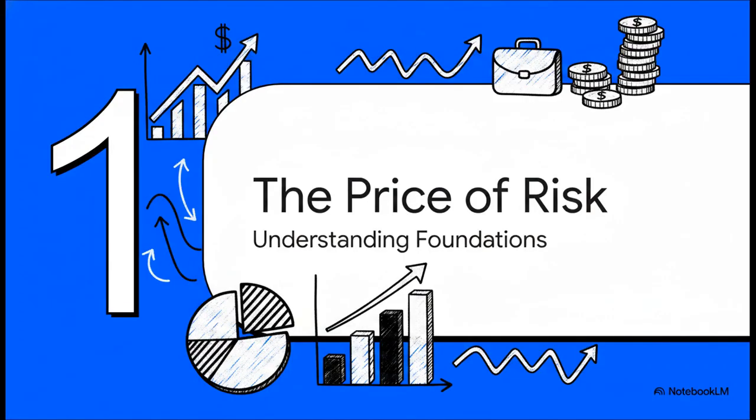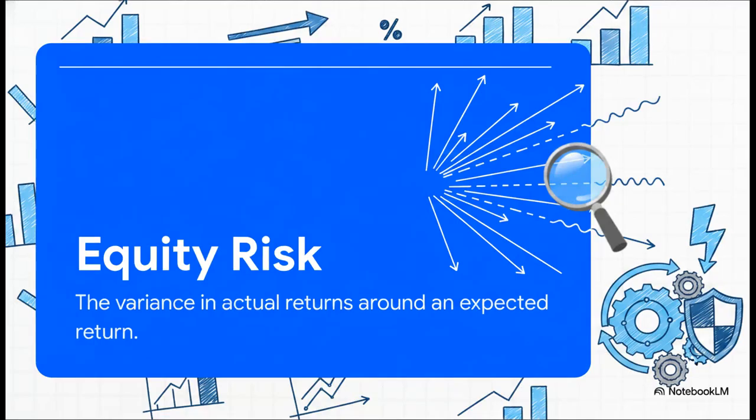All right, jumping right into section 1, the price of risk, understanding the foundation. The really crucial thing to grasp here is that, in valuation, risk isn't just some vague, scary feeling of danger, it's math. It is defined statistically as the variance of actual returns around what we expect to happen. Basically, the bigger the variance, the riskier the asset.